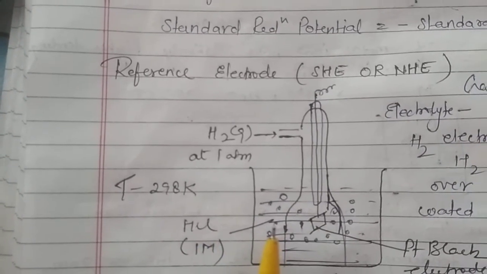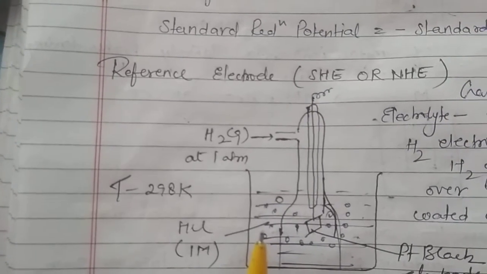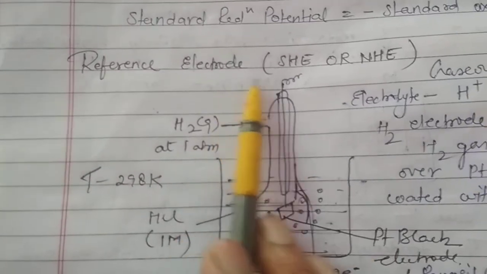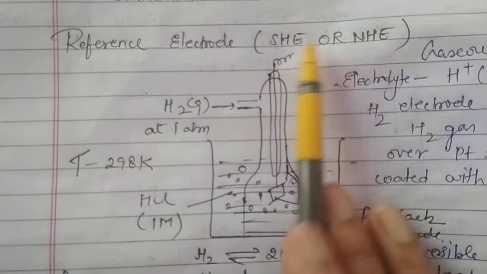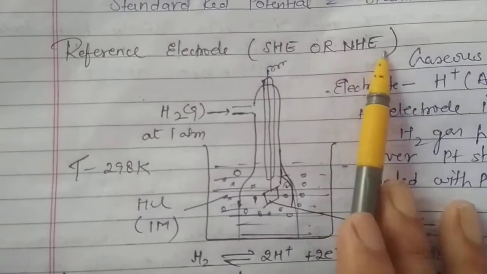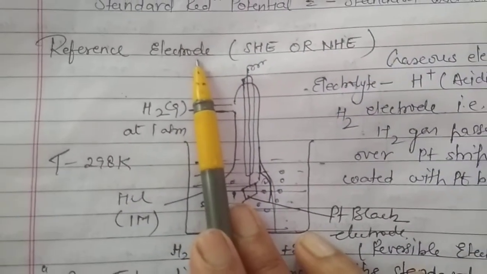So we can measure the standard electrode potential with the help of a reference electrode. The reference electrode needed to measure the electrode potential is known as SHE or NHE, meaning standard hydrogen electrode or normal hydrogen electrode. With reference to this, we can measure the electrode potentials.